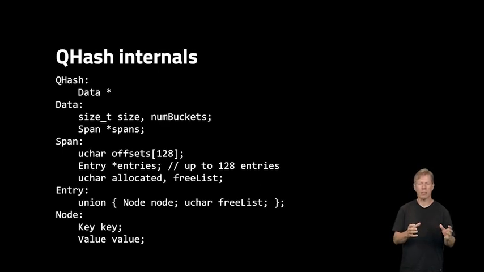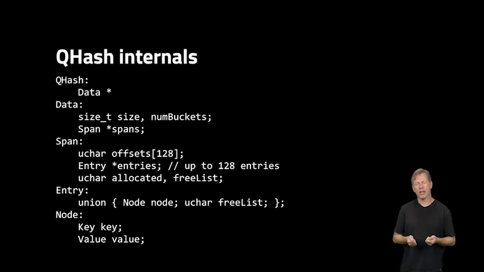So we have inside the span a small data structure, 128 bytes large, that contains offsets into an entry array, which tells you for each bucket that we have in the hash where to find the entry, if one exists. And then you also have there an additional 2 bytes for telling you how much you have allocated, and a free list when things get removed from the hash so that we can reuse those nodes. An entry is then simply a union. It can either be a node or an entry in the free list. And the node, of course, is just a key and a value pair.